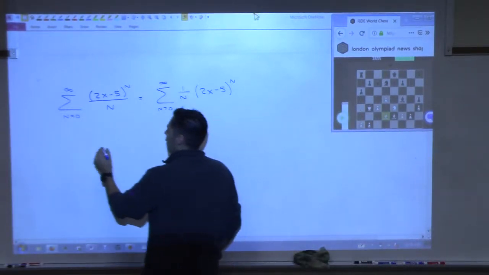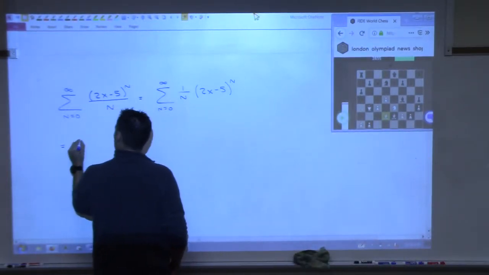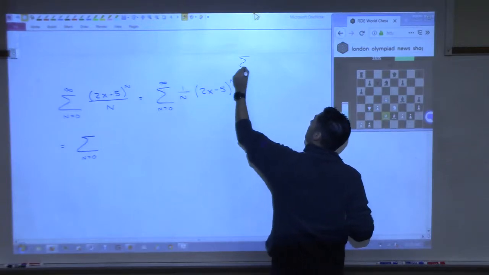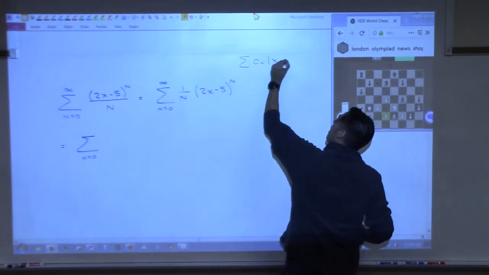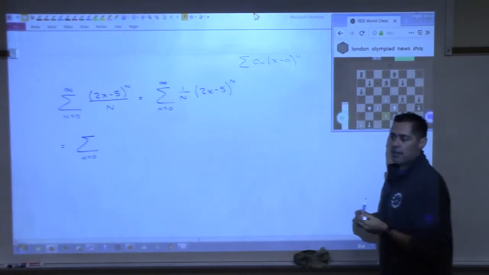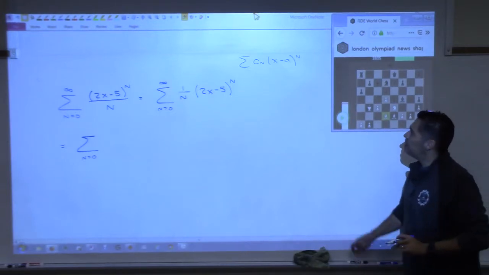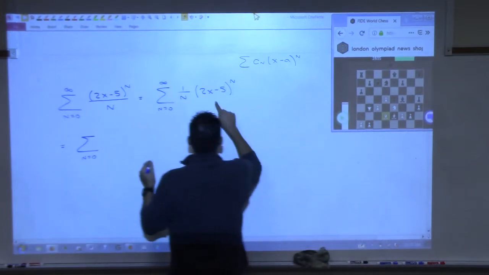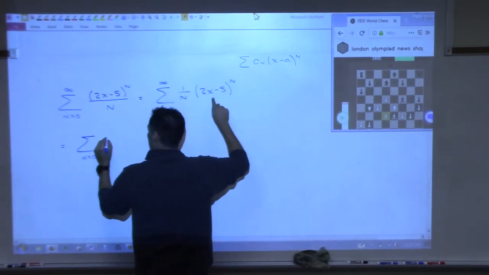Watch. That doesn't look like a power series yet. I know it kind of does. Remember, a power series has to look like this: sum c sub n times (x minus a) to the n, right? That's what it has to look like. C sub n can be any function of n. So the problem is that 2 in front does not make it look like that, does it?